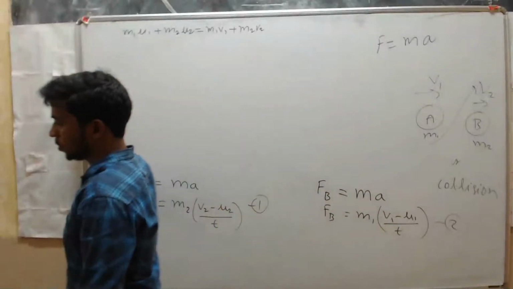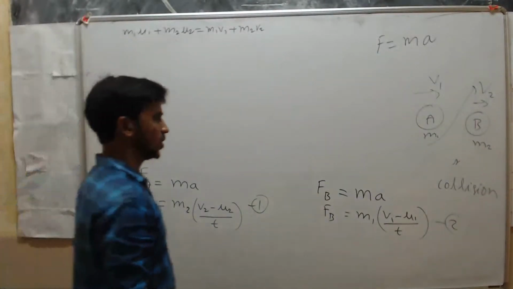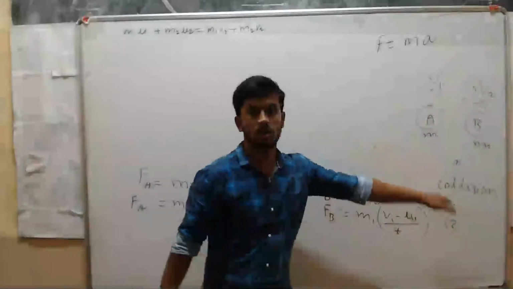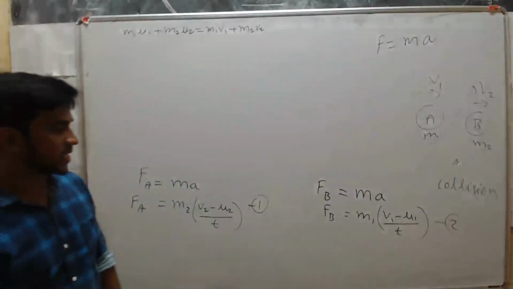See, if you are poor in mathematics, then it is very difficult to study physics. If you want to study physics, you should know basic mathematics. Okay, what's the next step?